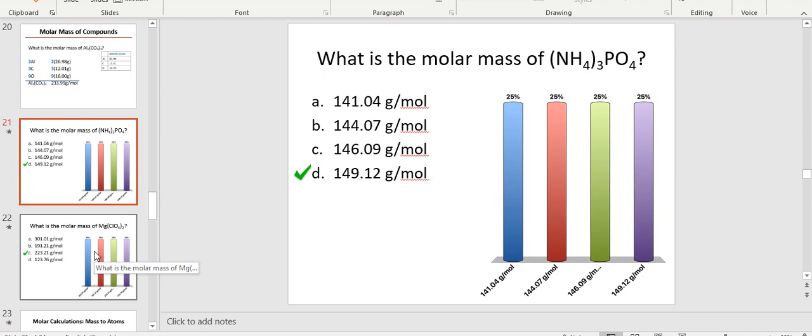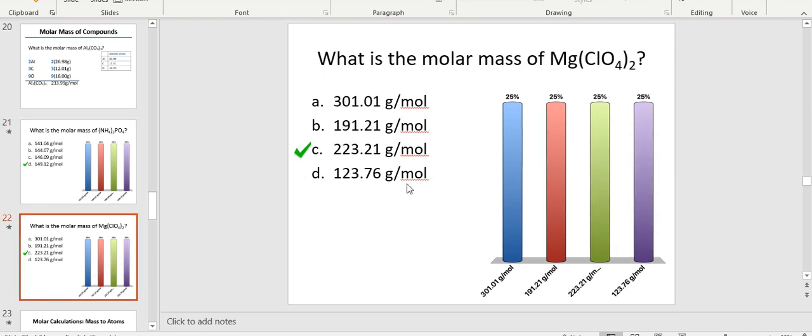Try them out. Here's another one here. What is the molar mass of magnesium chlorate? Okay. You have 1 magnesium times its molar mass. You have 2 chlorines times its molar mass. And you have 8 oxygens times its molar mass. Should add up to 223.